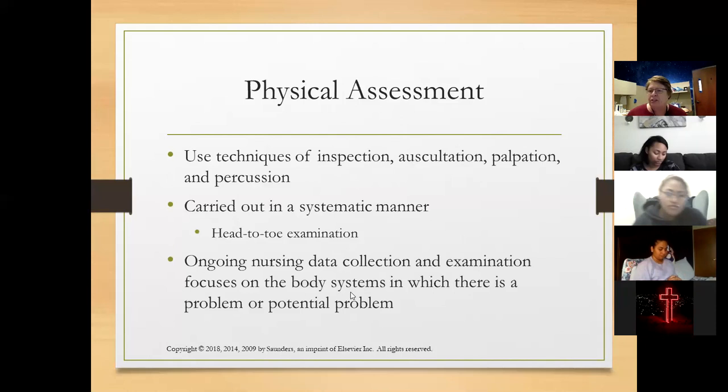Now we're going to do a physical assessment. And when we do a physical assessment, we're going to start with inspection. You're always going to look at the patient. Are they breathing normally? Is their skin the right color, that sort of thing? Then we will listen. We will listen to the heart, the lungs, the bowels. We will palpate, which would be feeling. And then percussion is the last part of your assessment where you're drumming on something.